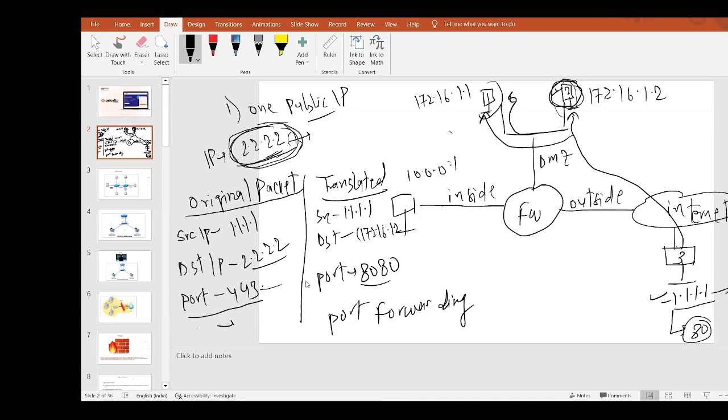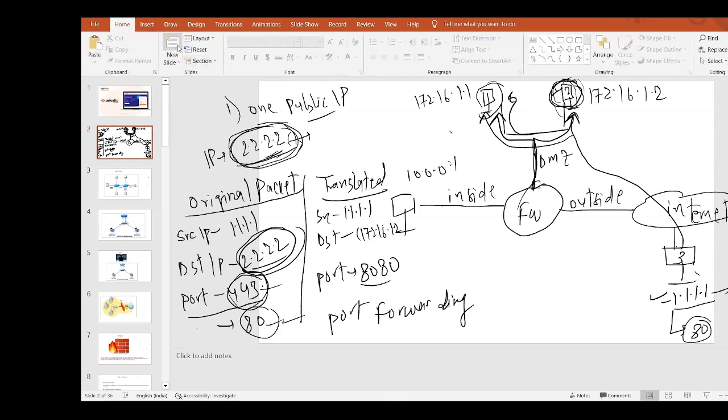If he initiates traffic on port number 80, suppose, my firewall will know that for destination IP 2.2.2.2 on port number 80, I need to send the traffic to PC1. So that's how with the help of port translation, we can achieve accessing several PCs, not just one or two, even three, even four. With one public IP and the help of port translation, we can make communication from the outside internet to the inside services.